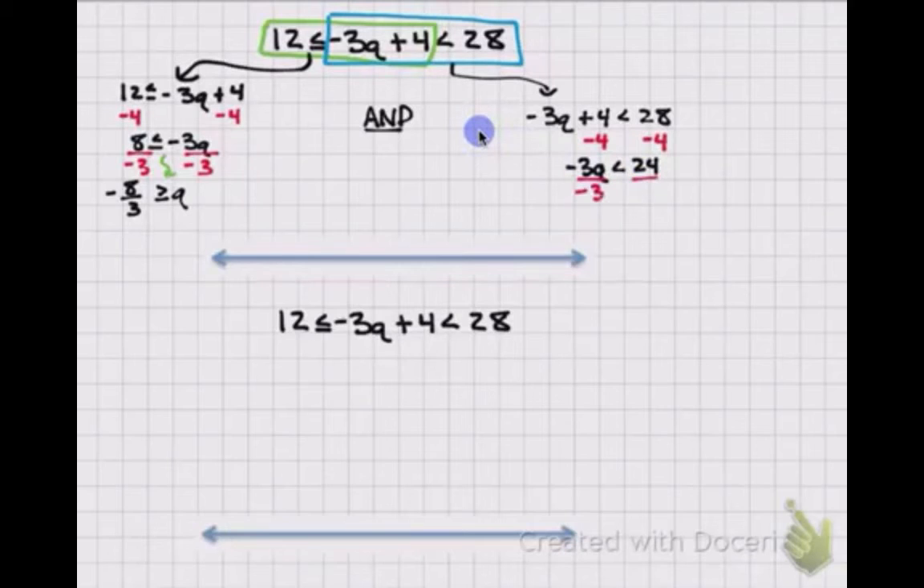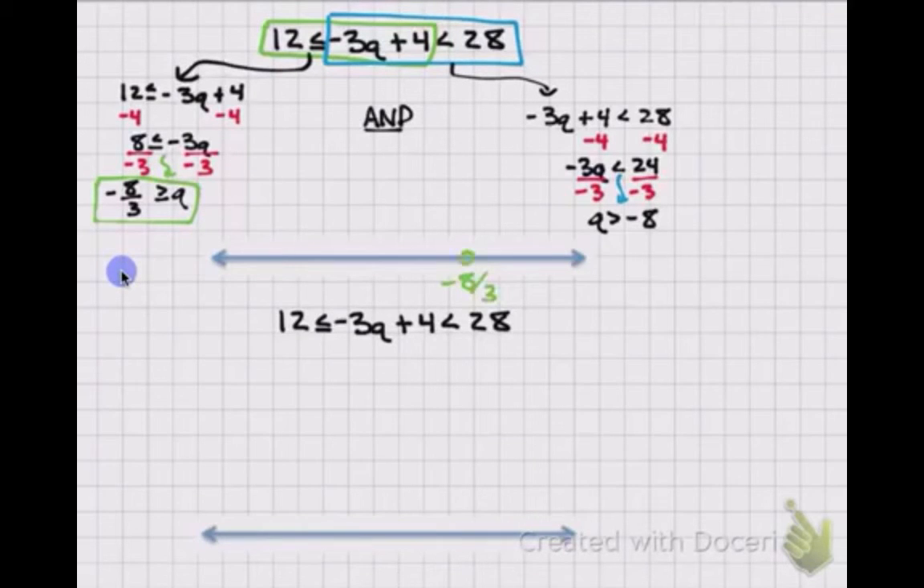So divide by negative 3, the inequality switches directions again. We end up with q is greater than negative 8. Okay, now let's graph each of these individually on the number line. So the first one we're going to do is negative 8/3 is greater than or equal to q, or q is less than or equal to negative 8/3.